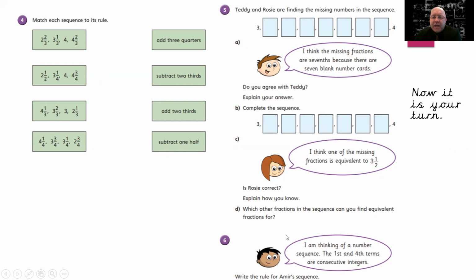And finally, question 6. We've got Amir who's thinking of a number sequence. The first and 4th terms are consecutive integers. So you need to write a rule for his sequence. Okay. Pause the video, have a go.